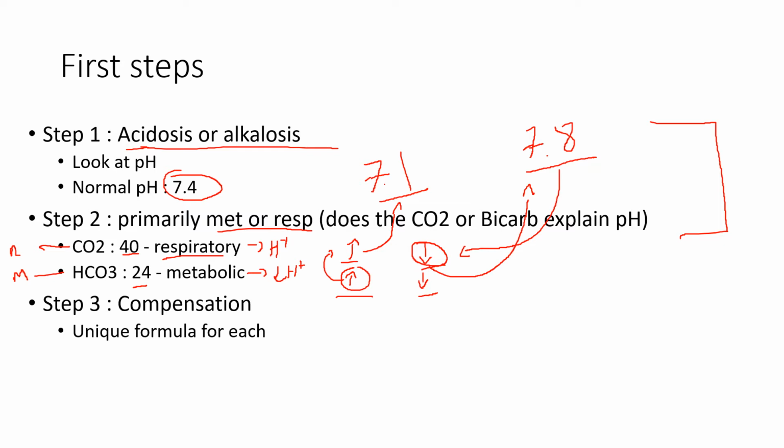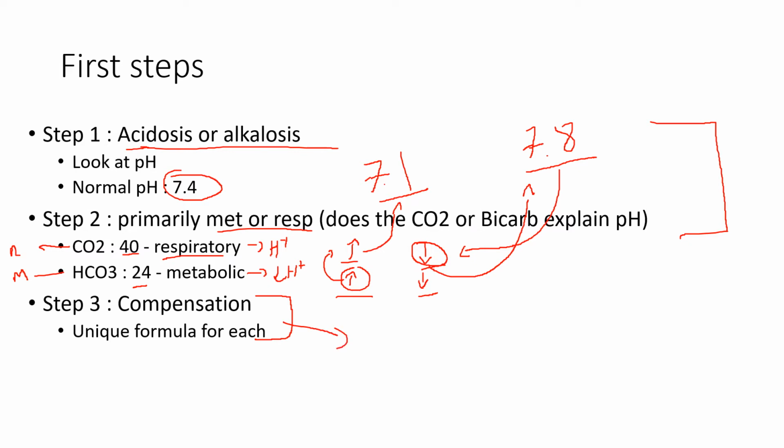Usually CO2 will travel opposite to the direction of our pH change, and bicarb will travel in the same direction. So if you have, for example, an acidosis where the pH is low, the bicarb will be low to explain that low pH. In that case, you have a metabolic acidosis. Whichever one moved in the direction that explains your pH change, that's the one you go for. I hope that makes sense. And then our step 3 is to look at our compensation.